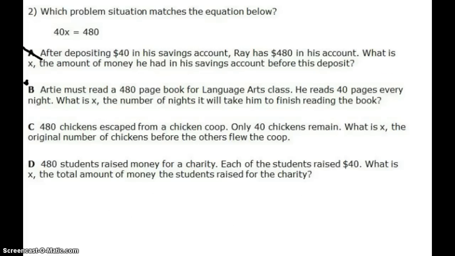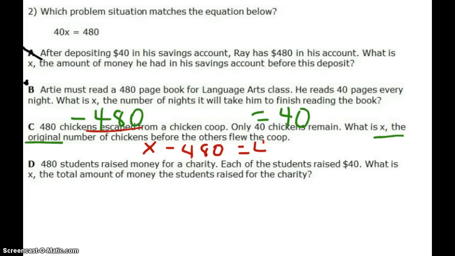480 chickens escaped from a chicken coop. So if they escape, I'm going to subtract out the number of chickens, so minus 480. Only 40 chickens remain. So I know that I have a total of 40 chickens. What is X? The original number of chickens before the others flew the coop. So let's think about how we would set this situation up. X original chickens minus 480 that escaped leaves us with 40 chickens. Do these equations match? No, they do not. So it's not C.